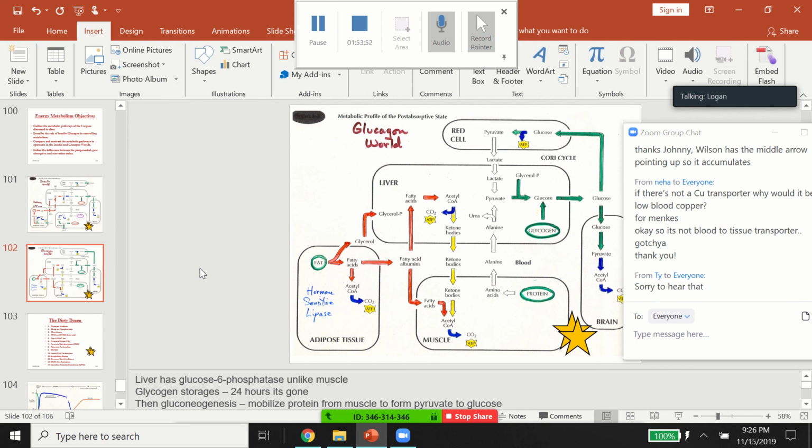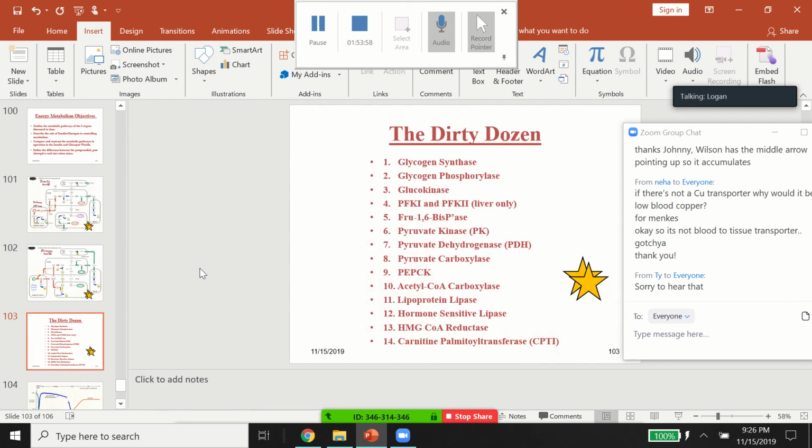So they're very, very helpful, but they are also high yield. So just make sure you have a general idea of what's going on. Now these dirty dozen ones that he refers to, these are the enzymes that you need to know when they're activated and what their job is. Those are the ones that he likes to ask about with this section. So make sure you know all of these, when they're activated.